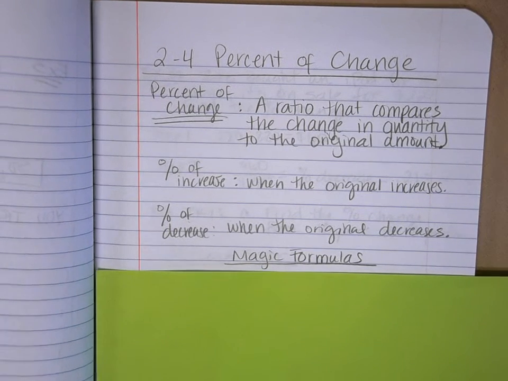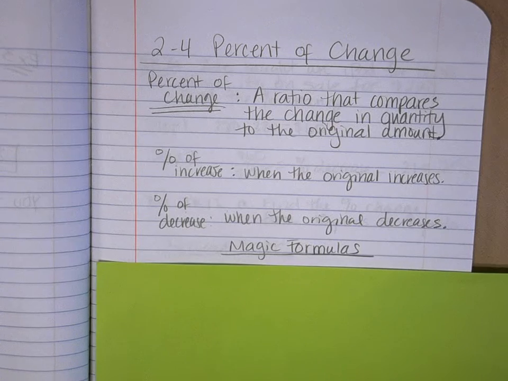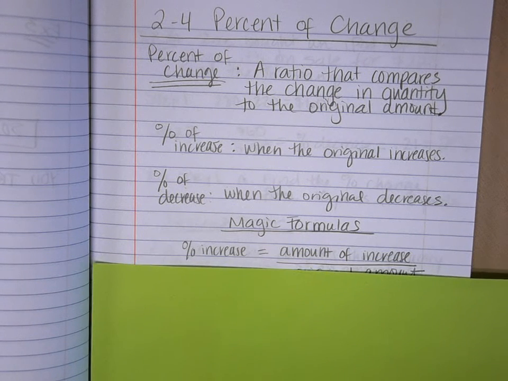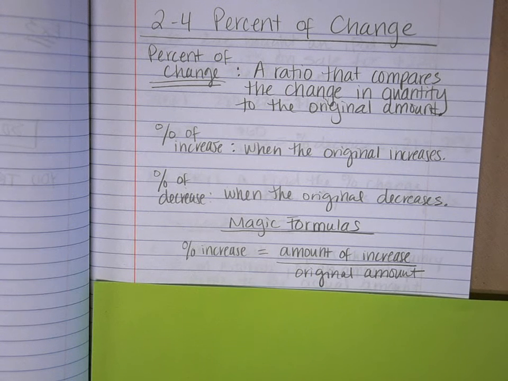All right, so there's some magic formulas. I actually wrote them as magic formulas. These are magic. The percent increase is equal to the amount of increase over the original amount, meaning divided by, right? This is how we calculate the percent increase. Okay, so if I wanted to calculate my raise, I would say, well, the amount of increase was how much? I went from $3 to $3.50. So what's that? 50 cents, right? Over the original amount, which was $3.